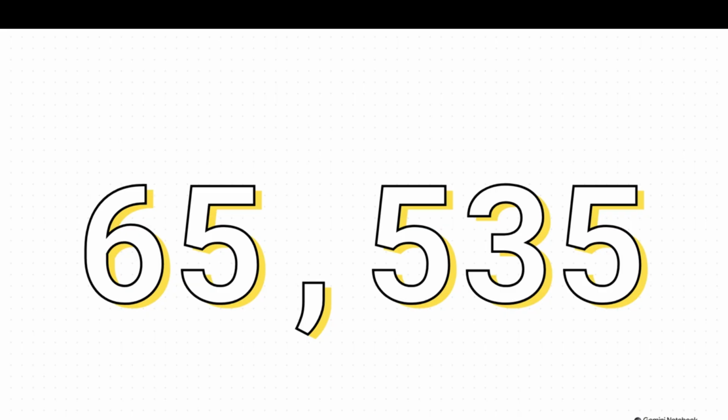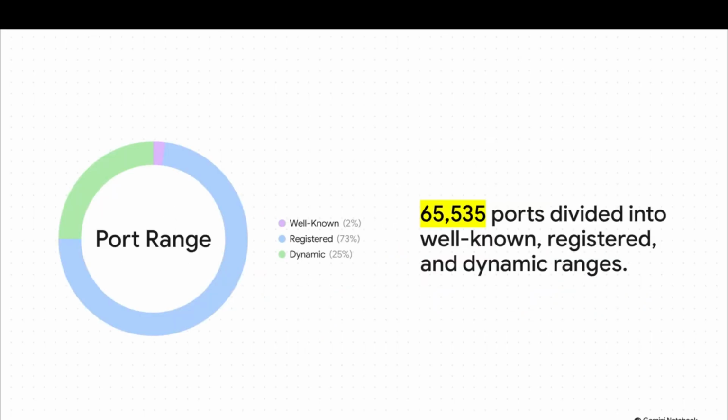65,535. This isn't just some random figure we pulled out of thin air. This is the absolute maximum number of application ports available on your computer right this second. It's a 16-bit number, and it represents this massive, staggering scale of possible simultaneous communication channels that your single device can handle. And these 65,000 plus ports, they are highly organized.